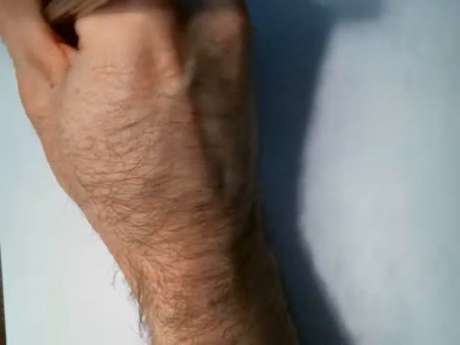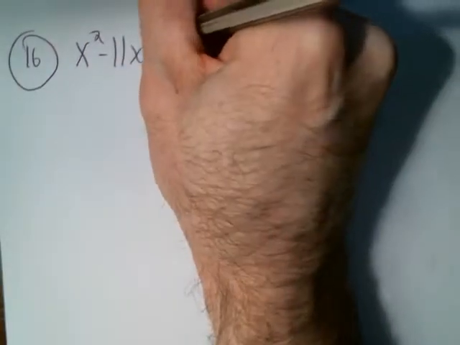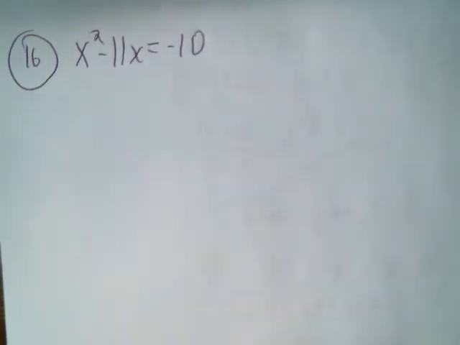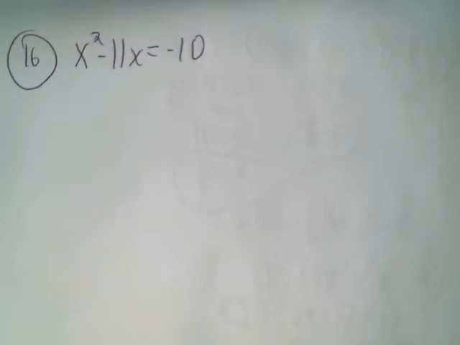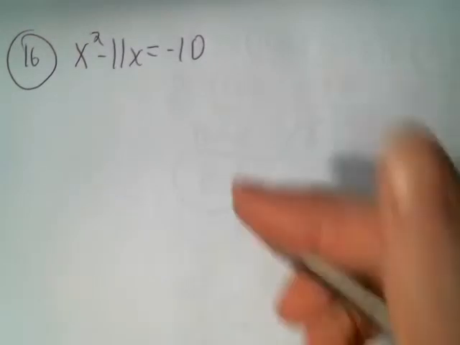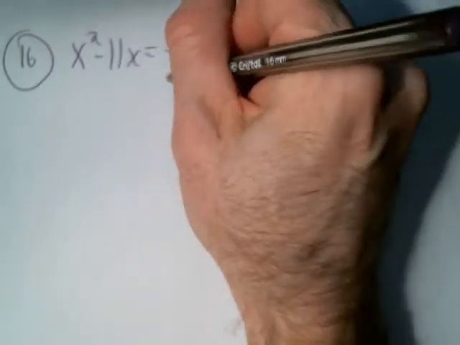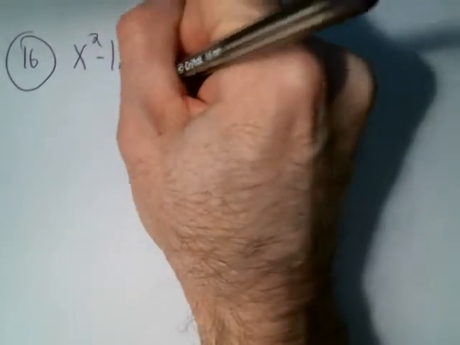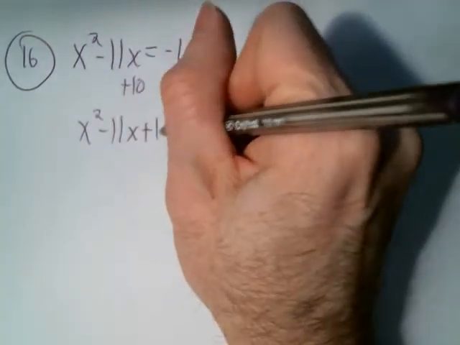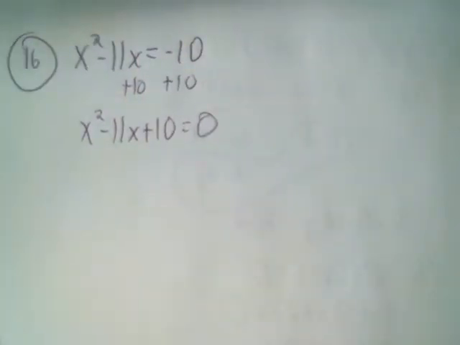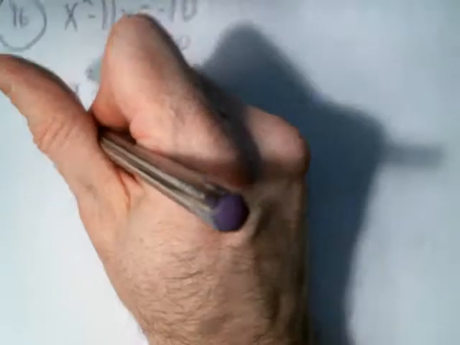So let's look at some of these problems then. Here's number 16. X squared minus 11x equals -10. Okay. So this guy, you need to get it in that form first. It's not in the right form. So you want to add 10 to both sides. Now we'll have x squared minus 11x plus 10 is 0. And then we'll want to factor it.